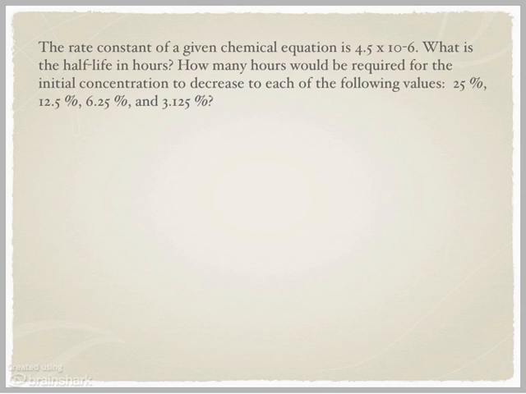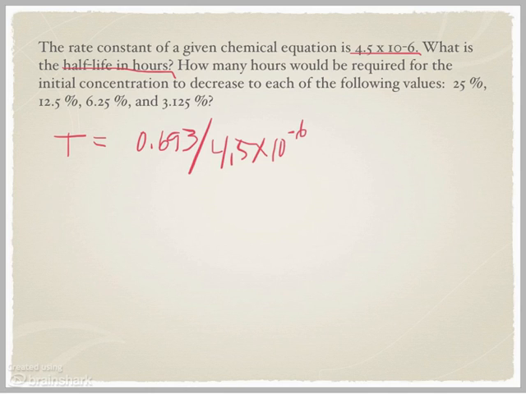So let's go over another example. In this case, they give you the rate constant of 4.5 times 10 to the negative 6. They want you to give the half-life in hours. So that means, how long is it going to take for you to have just 50% of this particular substance to be left over. So to do that, you just do T equals 0.693 over the rate constant, so 4.5 times 10 to the negative 6.